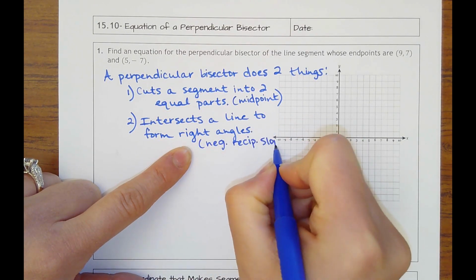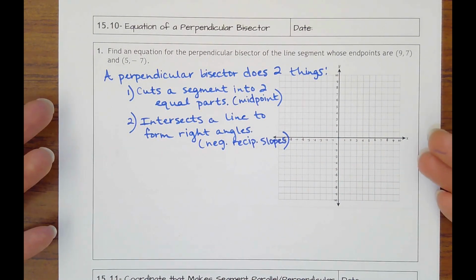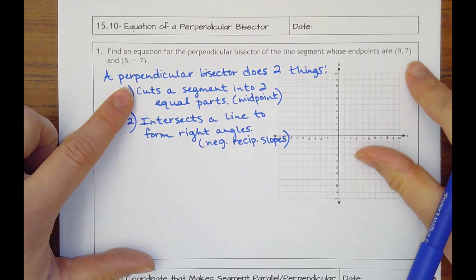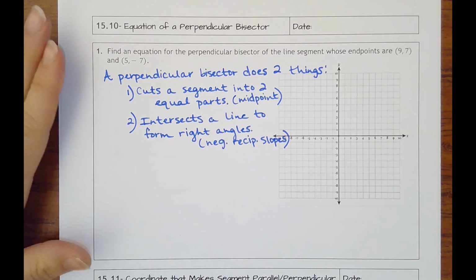And I will tell you on Delta Math, you're not going to have a graph. They're going to just give you the words. And so you have to be able to work through it in your head, or get a whiteboard with the coordinate plane on the back side to help you. But you've got to be able to do the algebra with it.